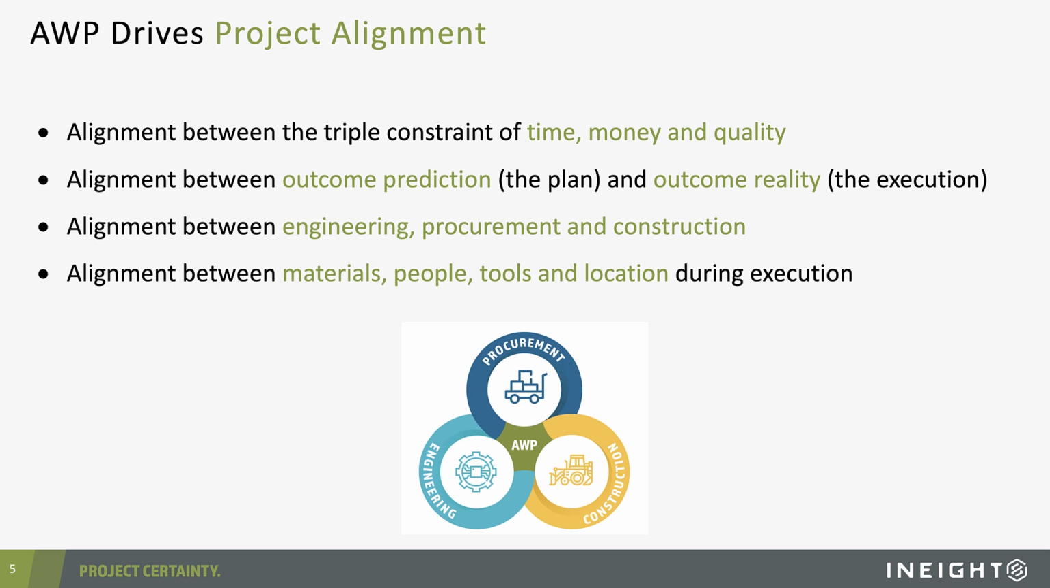The fact that we are also aligning the outcome prediction. So think of the outcome prediction, it's the plan, and aligning that plan with outcome reality, which is execution. The fact that for the first time, engineering, procurement, and construction are aligned such that the engineering scope feeds in a timely manner the procurement scope, which feeds in a timely manner into construction, I think is a huge deal. And again, this concept of aligning materials, people, tools, and location, it's really a different way of thinking about the work that needs to be executed.